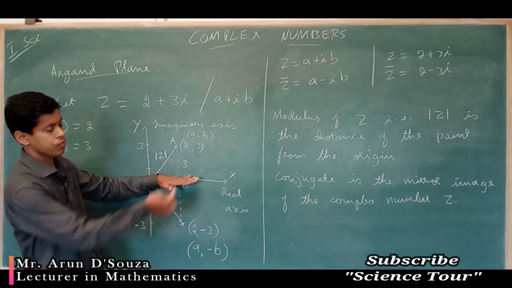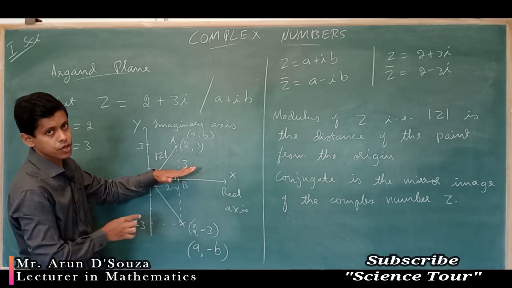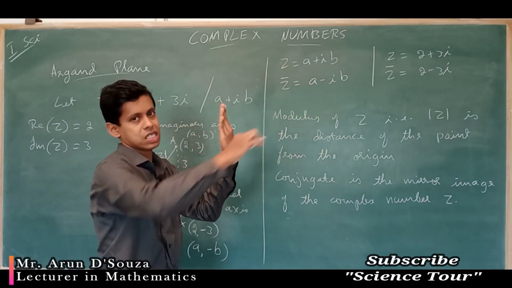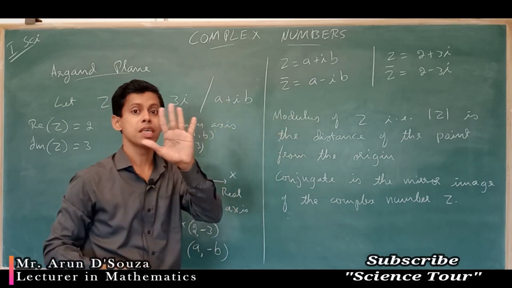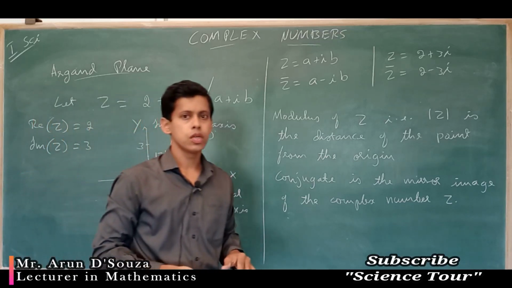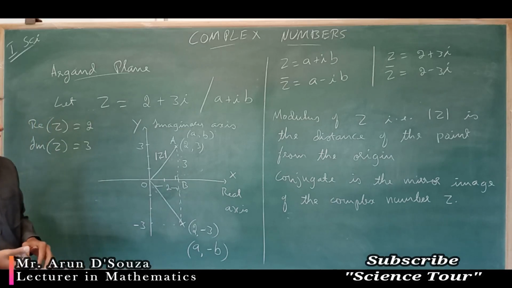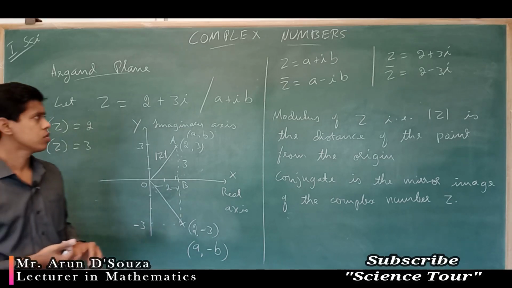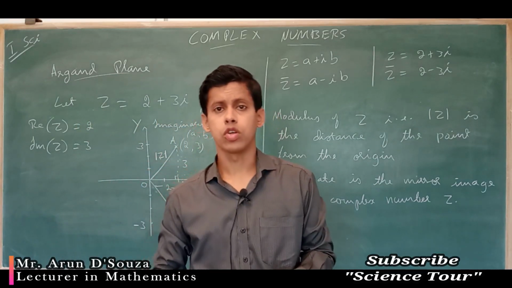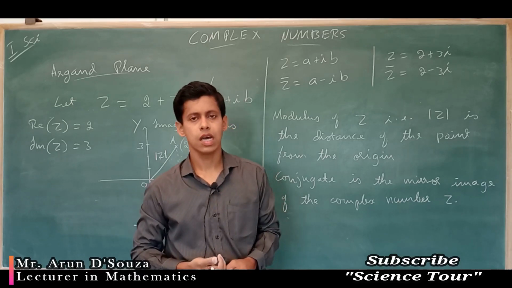So if this is a mirror and this is the point, then that is the image of that point. If you look at the mirror, your image will be on the opposite side, so this distance is equal. I hope you understood this part very clearly. There are no questions connected to this, but you need to remember the geometrical meaning of modulus and conjugate. Well, that's it for this class.